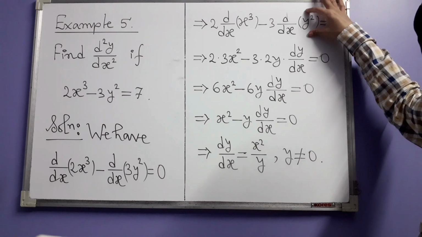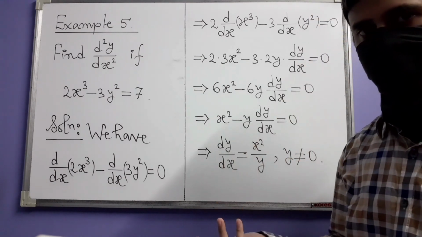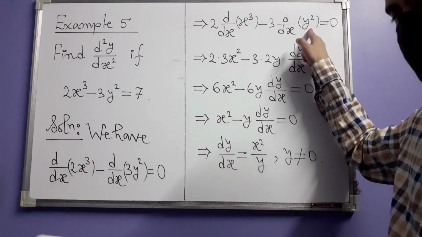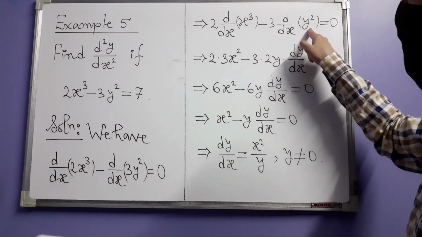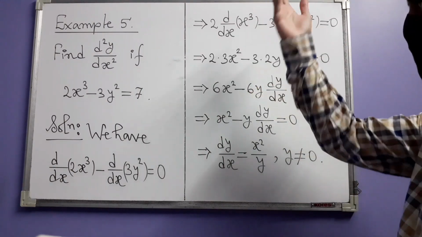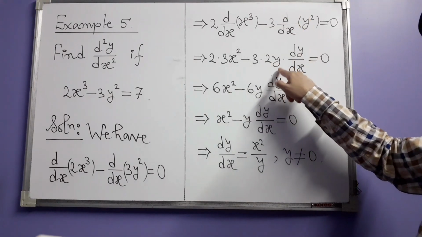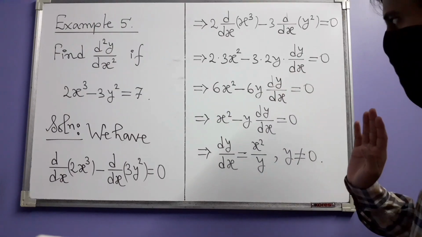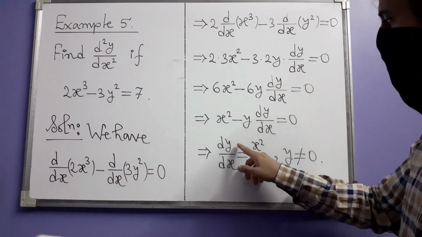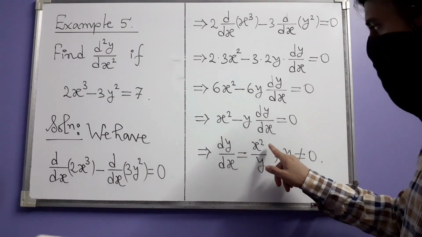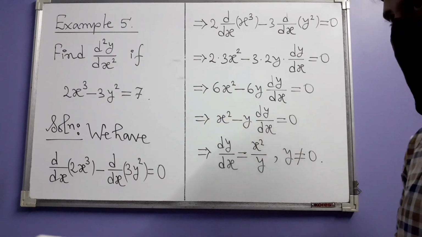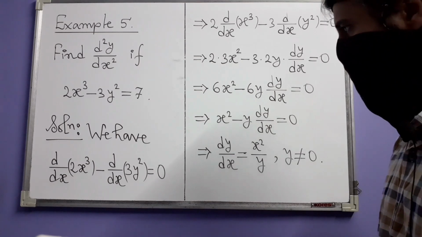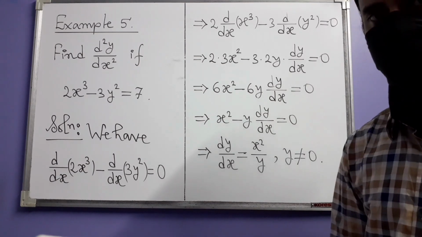To do this differentiation again, you have to apply the chain rule because it's a composite of two functions. One of them is the function y, which is a function of x, and the other one is the square function. So just like the previous example, here you get 2y dy dx. So this becomes 6x squared minus 6y dy dx, you cancel 6, and then you find that dy dx is x squared divided by y, with the understanding that y is not 0. Alright, now what shall we do?